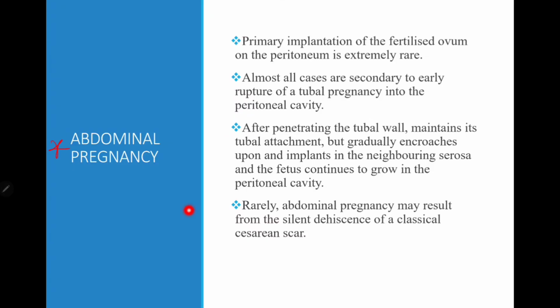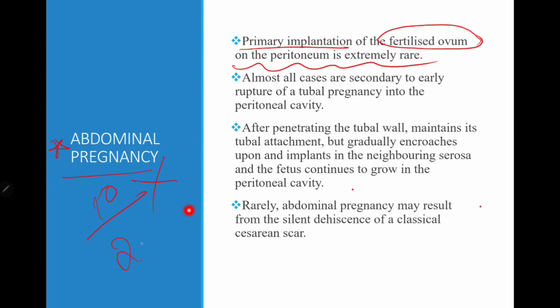Now moving on to abdominal pregnancy. Primary implantation of the fertilized ovum on the peritoneum is actually extremely rare. But secondary implantation, that is secondary to early rupture of a tubal pregnancy, is common. Because there is a rupture of the tubal pregnancy, it may go and implant in the abdomen. That is the reason secondary implantation is very common compared to primary implantation, being secondary to the early rupture of a tubal pregnancy into the peritoneal cavity.